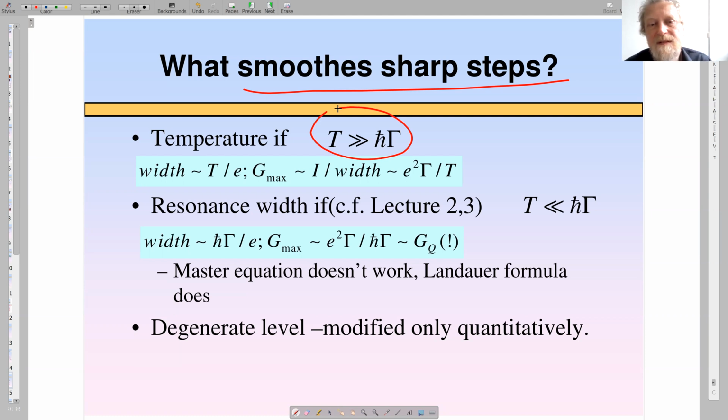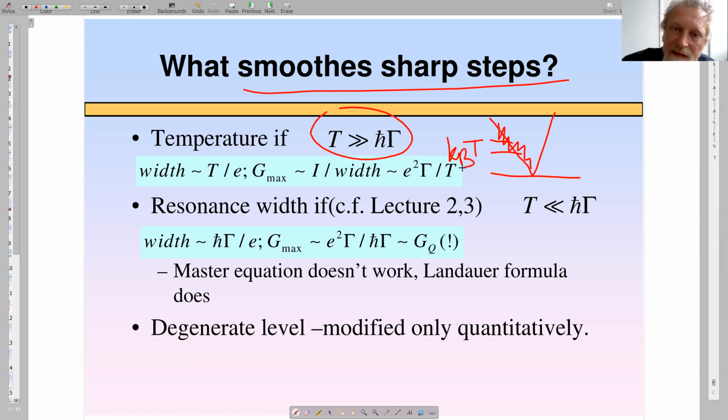And if the temperature is bigger than the decay rate, indeed it does. So instead of a sharp edge, we have some spread at an energy distance given by temperature, k_B T. That gives rise to a conductance, which, as you see, is now just the current divided by this, inversely proportional to temperature, and somehow wants to diverge at low temperature. Of course, that is a false divergence. It should not diverge.